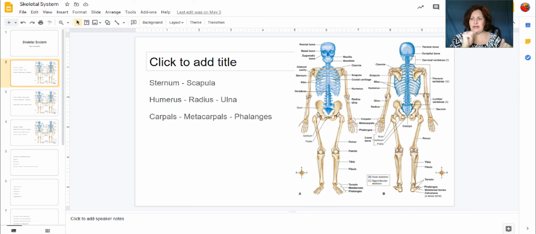8 of them, I believe. Okay. But if you go to work for an orthopedic doctor or a hand specialist, guess what? You're now going to need to know those.